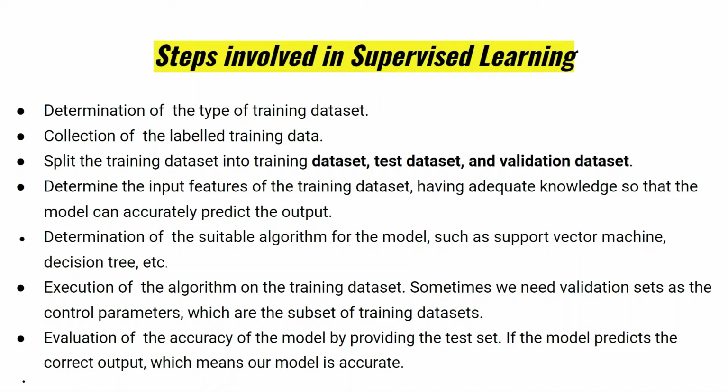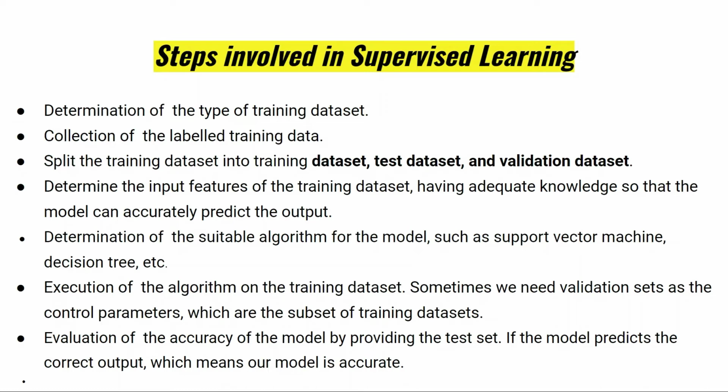Now the steps involved in supervised learning. Determination of the type of training data set will be step number 1. Then comes collection of the labeled training data. Split the training data set into training data set, test data set and validation data set. Determine the input features of the training data set, having adequate knowledge so that the model can accurately predict the output. Determine a suitable algorithm for the model, such as support vector machine, decision tree, etc. Then execute the algorithm on the training data set.